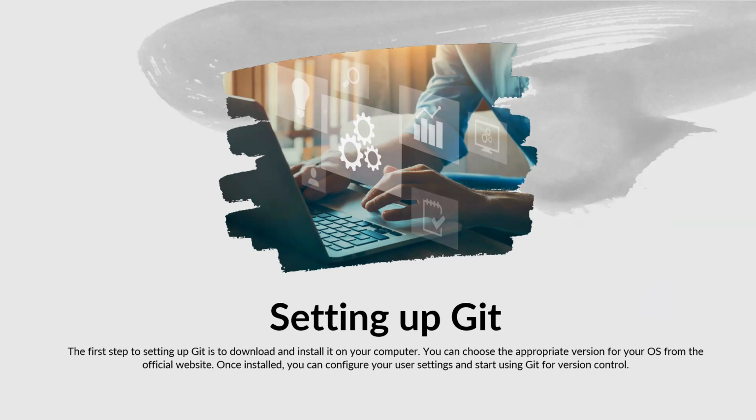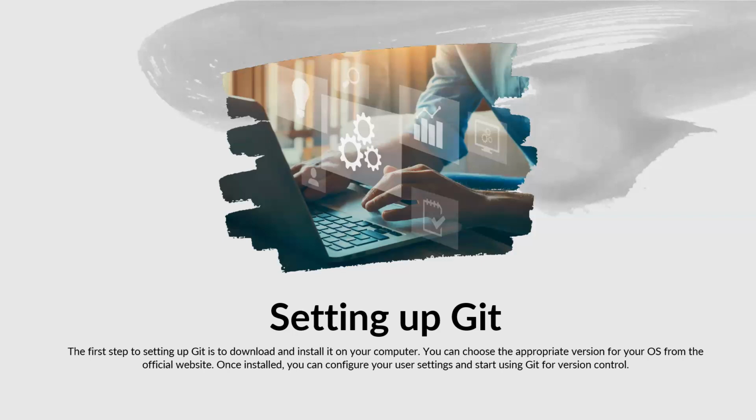Depending on your operating system, you can choose the appropriate version of Git. Git is available for almost all the platforms. So if you are using Windows, Mac OS, or Linux, according to your system, you can just go to the official website, download Git, and install it into your system. And you can configure your user settings according to your preferences.